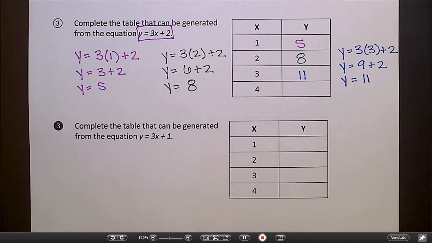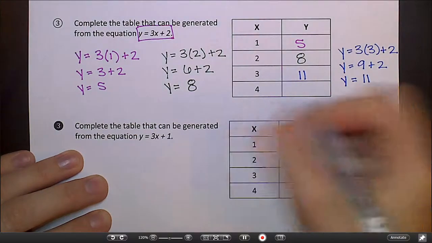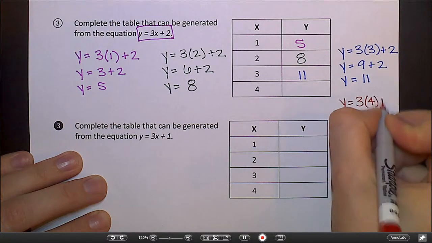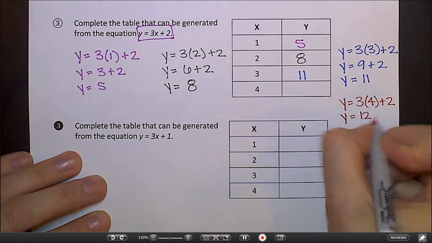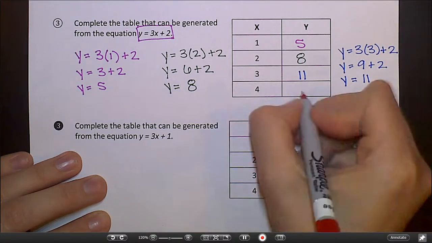We have one more to test. I'm going to plug in 4 now. Y equals 3 times 4 plus 2. Y equals 12 plus 2. Y equals 14.